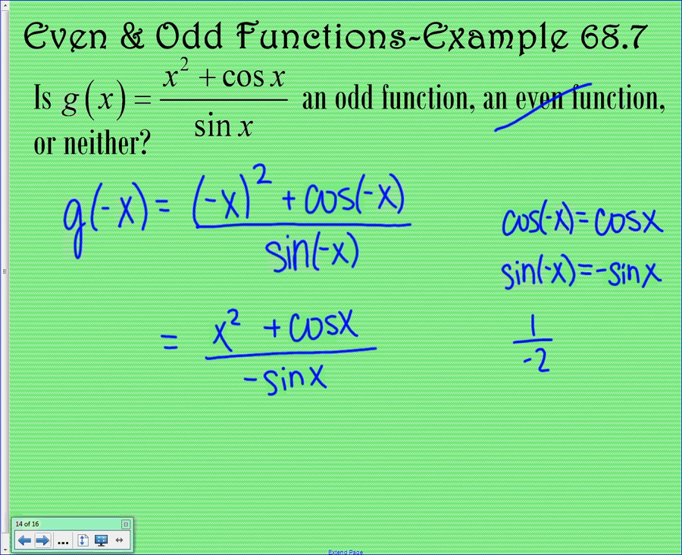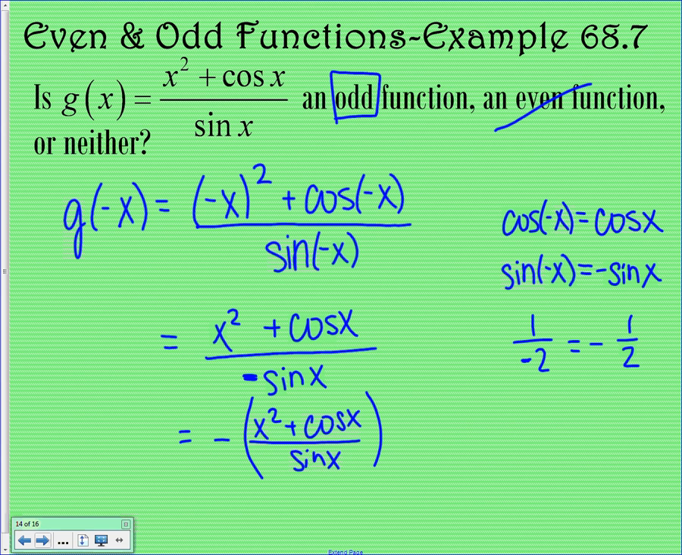When we have negative 1/2, we can take this little negative and make it negative 1/2. And that's what we're going to do with this negative right here. We're going to make it negative, x squared plus cosine x over the sine of x. And if you look, everything in the parentheses is exactly like what's up there that they gave us, and we just have a negative out front. So that means that it is an odd function.